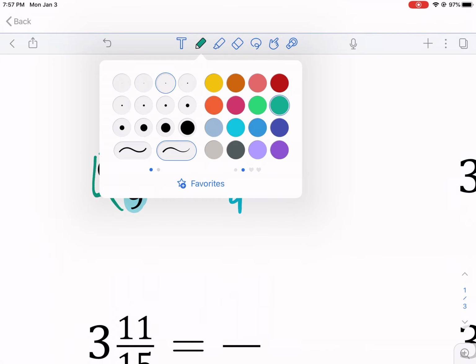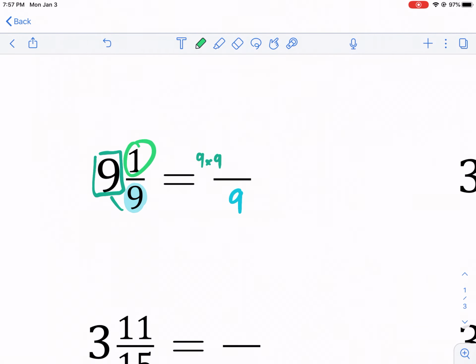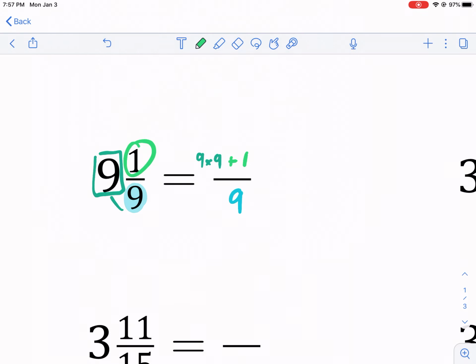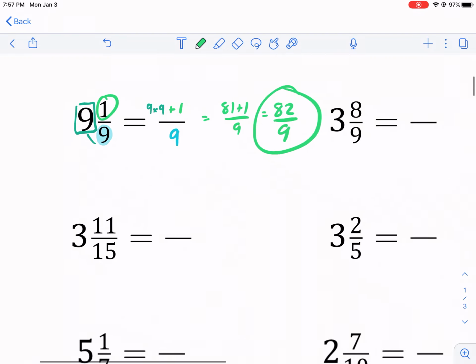Okay, and then I have this 1 left over. I talked about that already. We have that 1 left over, so plus 1. So I have 9 times 9 plus 1 in the top, and then over 9. So that becomes 81 plus 1 over 9, 82 ninths, and that is my improper fraction.